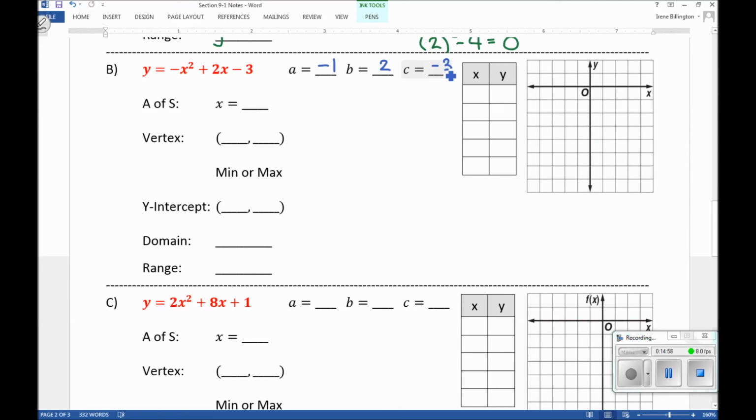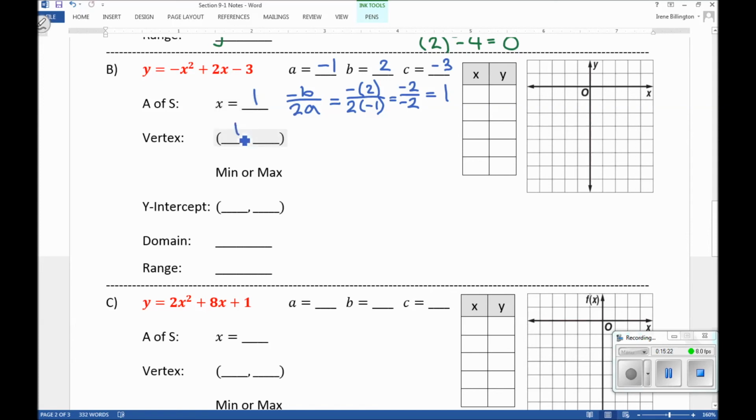We're going to find our axis of symmetry. It's negative b divided by 2a. So plug in your numbers. B was 2. A was negative 1. So this simplifies to negative 2 divided by negative 2, which is equal to 1. So my axis of symmetry is 1, which makes the x value of my vertex 1 as well.